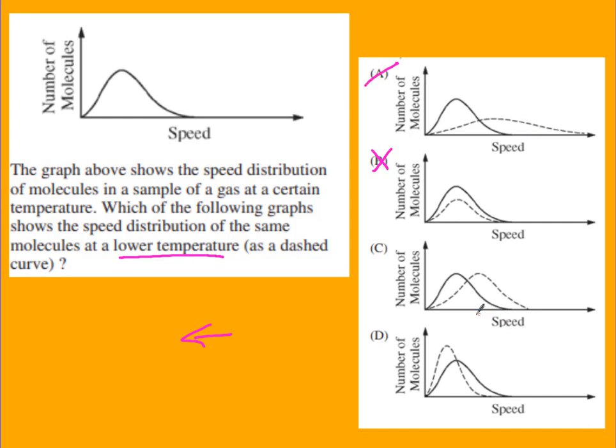C also is incorrect because if it's moving to the right, it should also be going down or becoming flatter or lower down. And then D, notice it moved to the left and it went further up. So D is our correct answer. The molecules are moving slower and there's less spread.